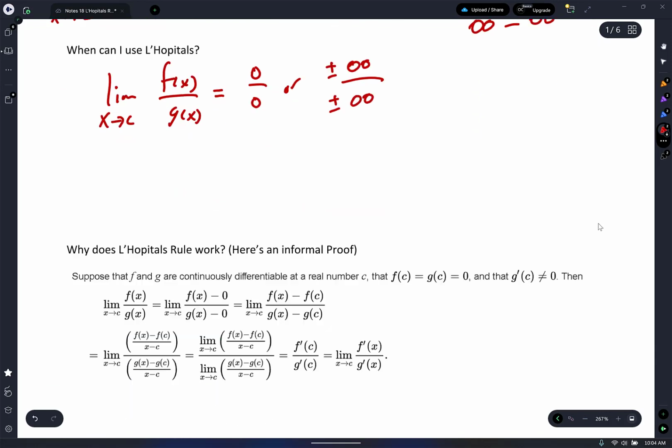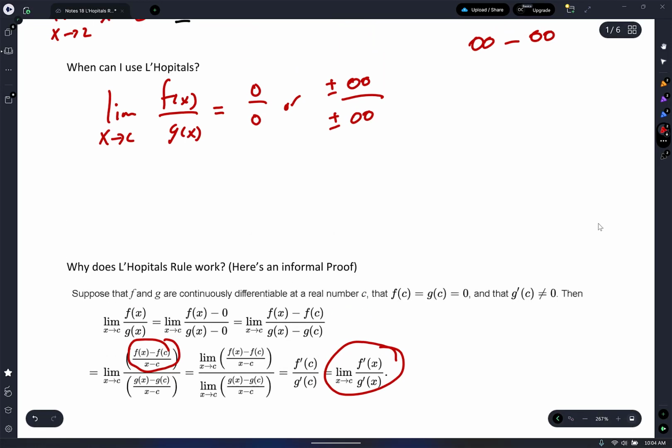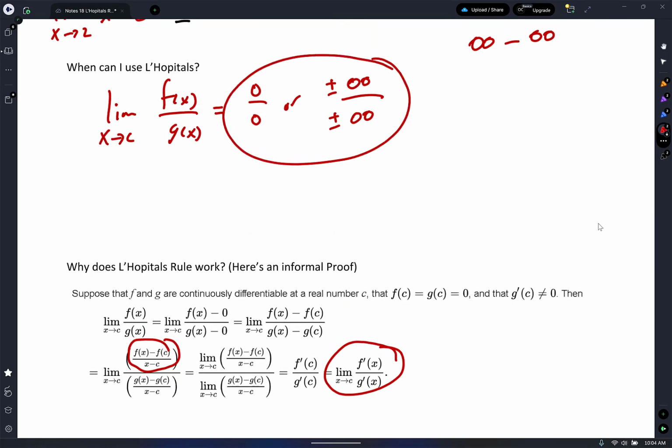All right, here's the informal proof. We're not even going to talk about it. We're just going to look at it, but we're not going to do anything. This is just the definition of a derivative as x approaches c. So notice f prime over g prime. They just say the limit as x approaches c is f prime over g prime, as long as we have these conditions. And remember, you have to be differentiable, so the function must be continuous. Cool or not cool?